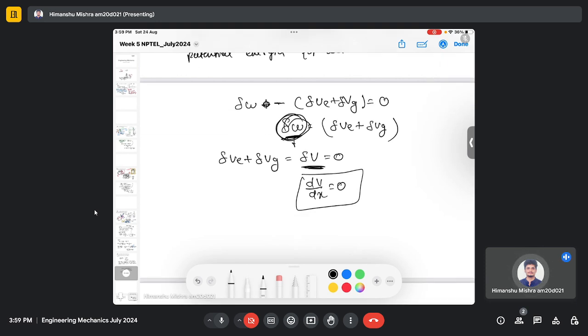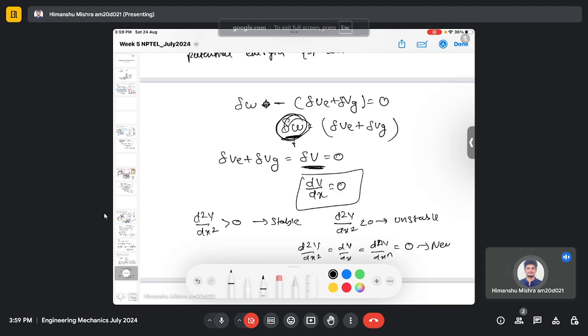Similarly, you can identify whether the system is in a stable or an unstable condition. For the stable condition, the double derivative of the potential energy should be positive, and for the unstable condition it should be less than 0, or negative. And if it is 0, then it should be neutral.